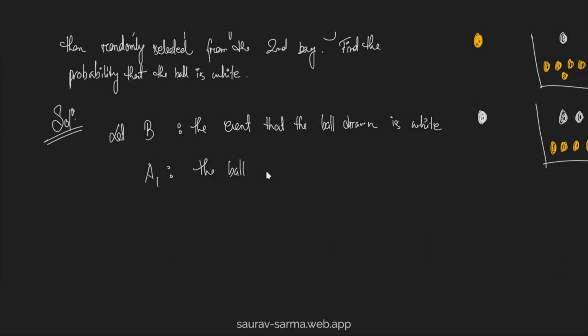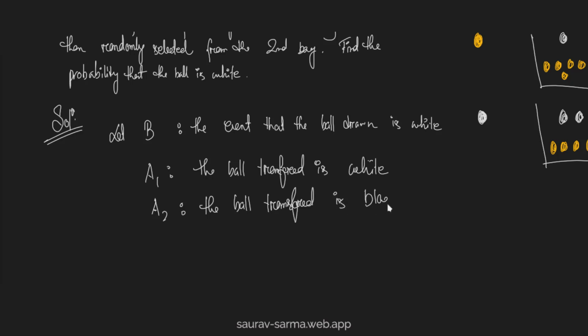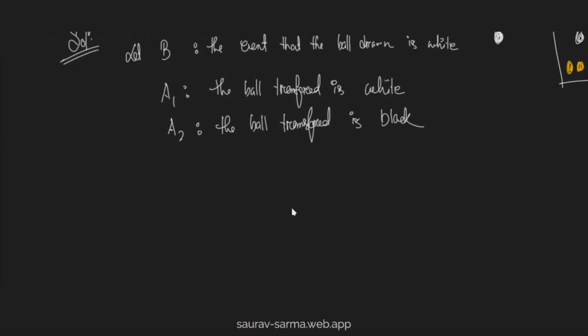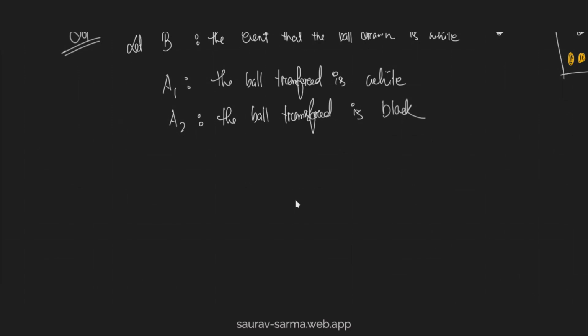Let A1 be the event that the ball transferred is white, and A2 the event that the ball transferred is black, right? So we want the probability that the ball drawn is white.